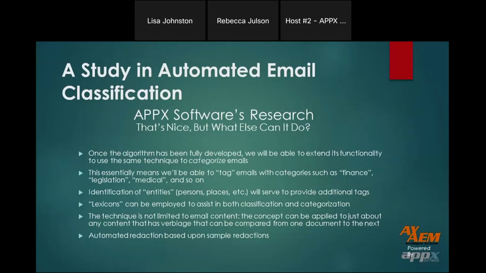Put simply, a lexicon is essentially a dictionary of like-minded terms. It can be a single word, or it actually can be a phrase as well. So having lexicons would actually help us to perform both classification and categorization, so that we'd be able to say that this is a finance, or this is a legal, this is a medical, and we can actually build our own lexicons as well.